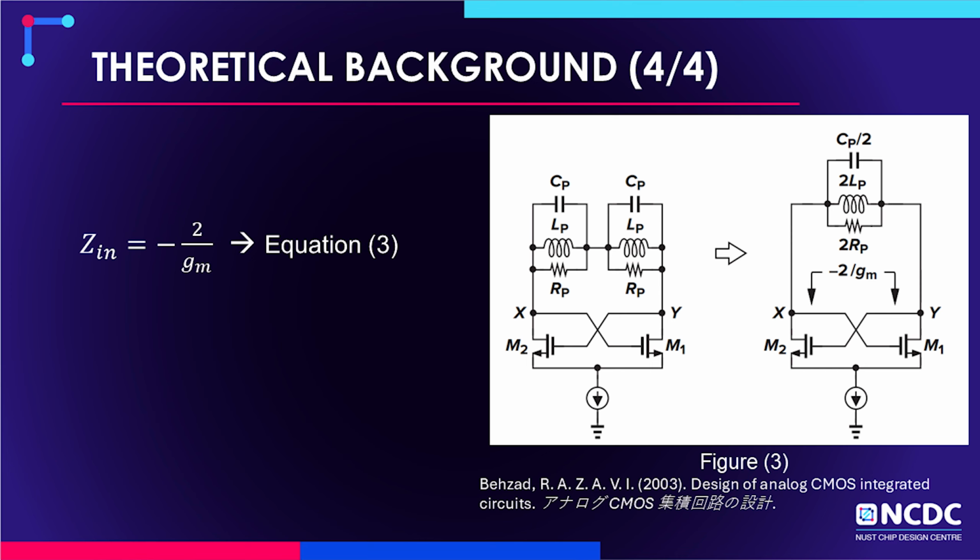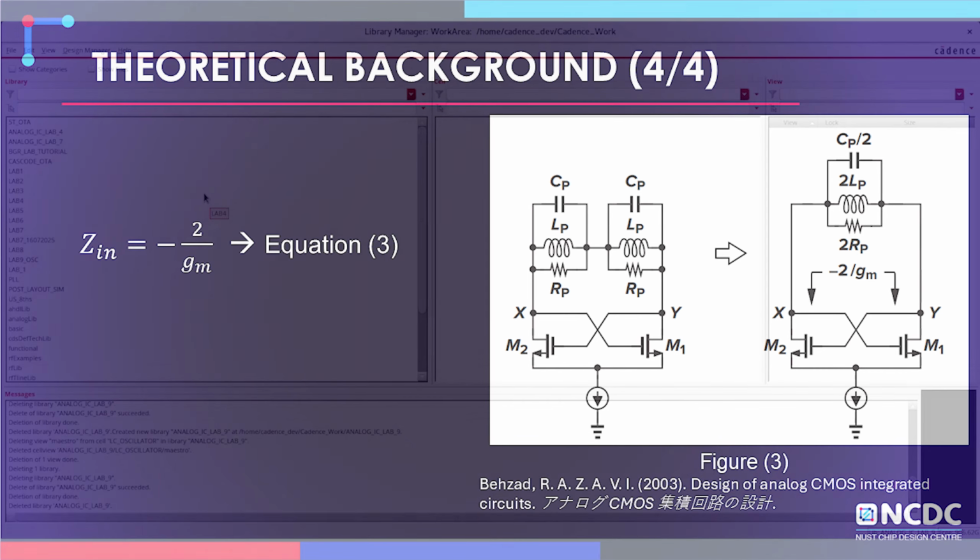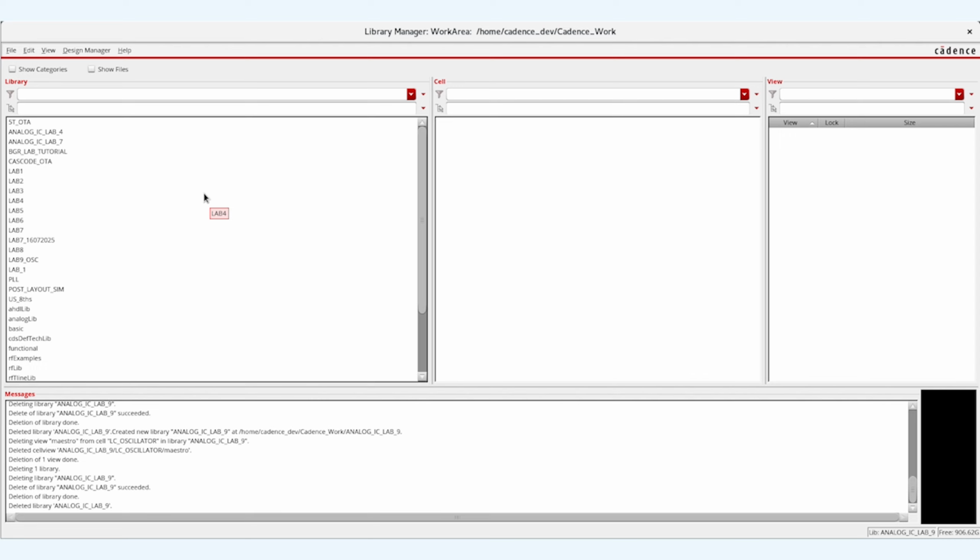Now that we have understood the theoretical background of an LC oscillator, we shall move on to the actual design of an LC oscillator in Cadence Virtuoso. To start designing the LC oscillator circuit in Cadence Virtuoso, first create a new library and give it a meaningful name like analog_IC_lab_9. Then create a schematic cell view with the name LC_oscillator.